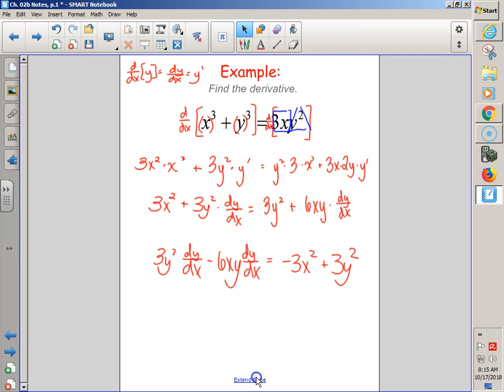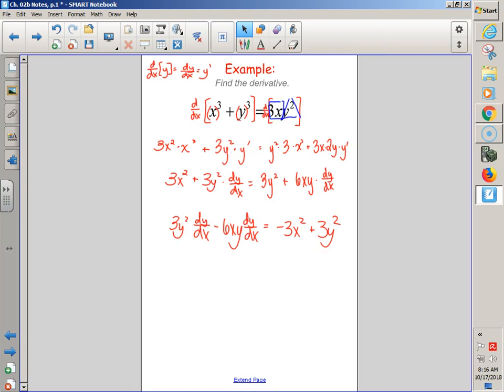So the ones without dy dx's just get subtracted to this side, to the right. Ones with dy dx's get brought to the left, not because of any magical reason for having them on the left. What do we want to get alone eventually? Yeah, eventually we want to get f prime of x, or in this case our notation, dy dx, alone. So how do we get it alone?